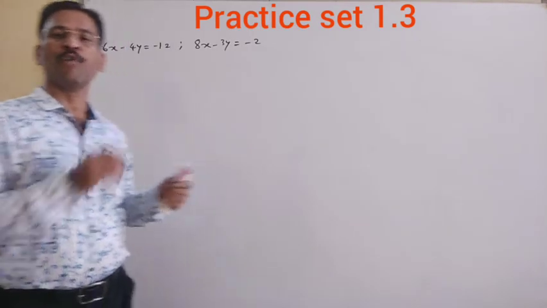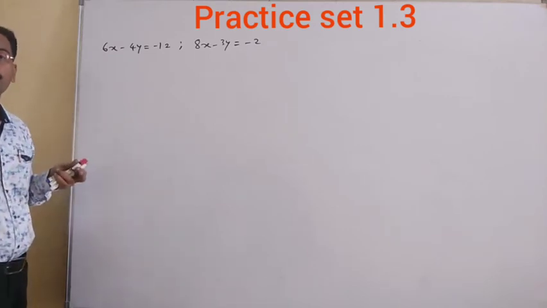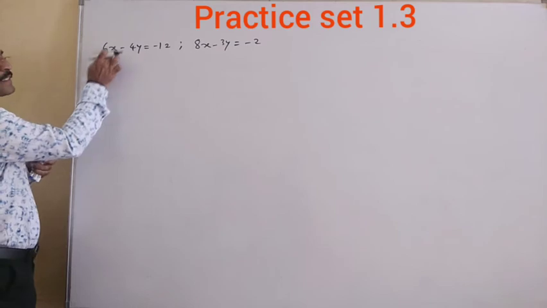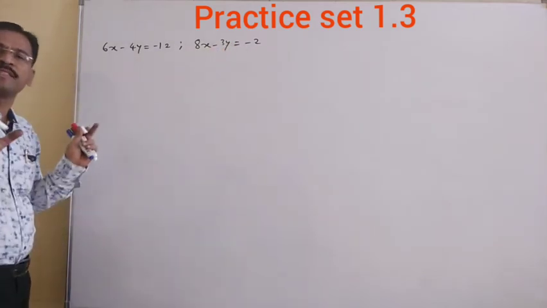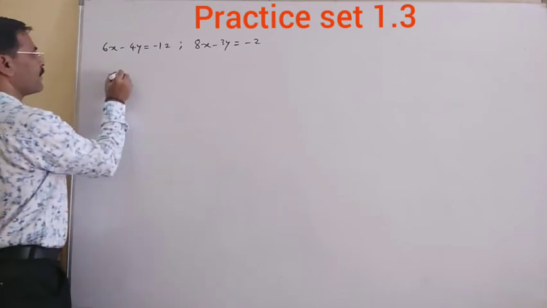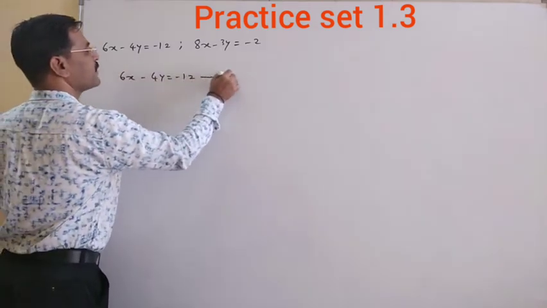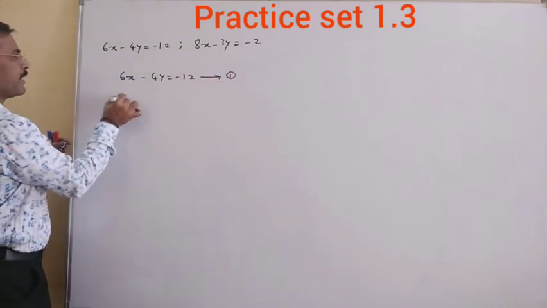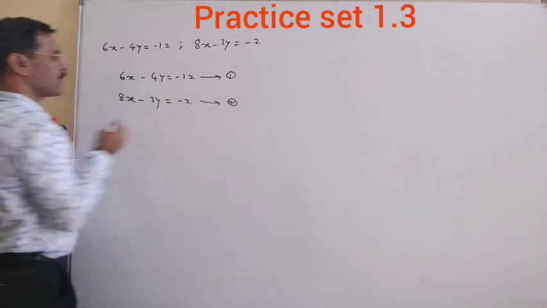See here, this is one more example. Okay, see again, check whether this is in neat form or not. See here, 6x, 4y, 12, okay, 8x, 3y, 2. Yes, all these are in neat form. Write in one by one form. 6x minus 4y is equal to minus 12. Write this equation number 1. 8x minus 3y equal to minus 2. This is equation number 2.